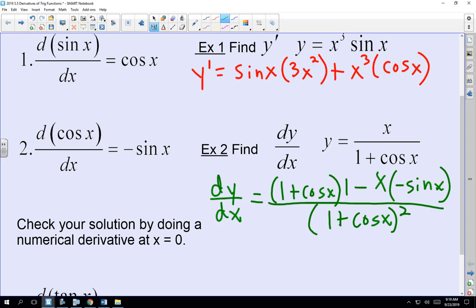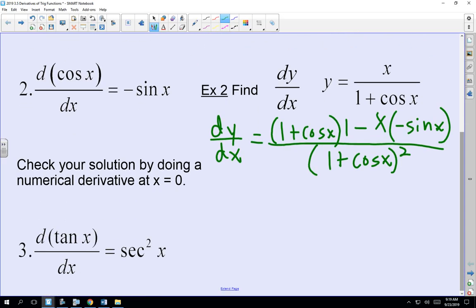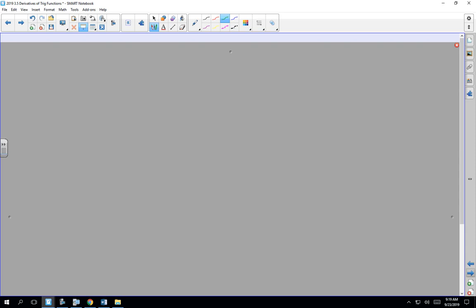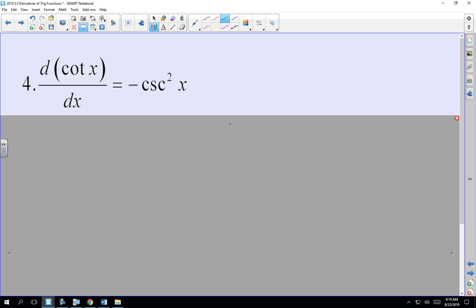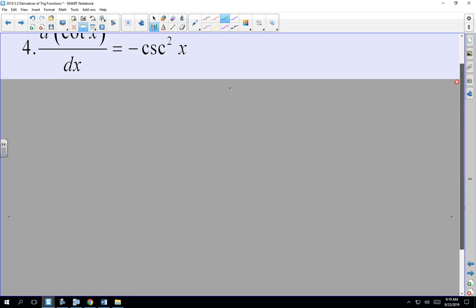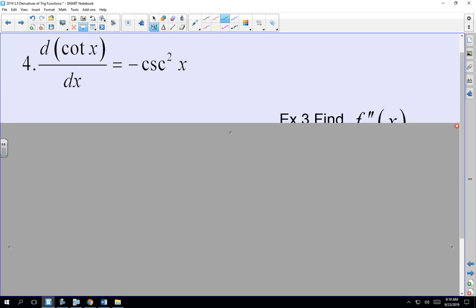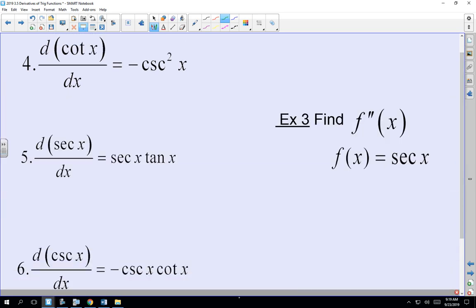All right, so moving along to the next grouping here, we've got tangent. Derivative of tangent is secant squared. And then derivative of cotangent is negative cosecant squared. So we group those two together. And then the last two we usually group together. So we've got derivative of secant is secant tangent, and derivative of cosecant is negative cosecant cotangent.